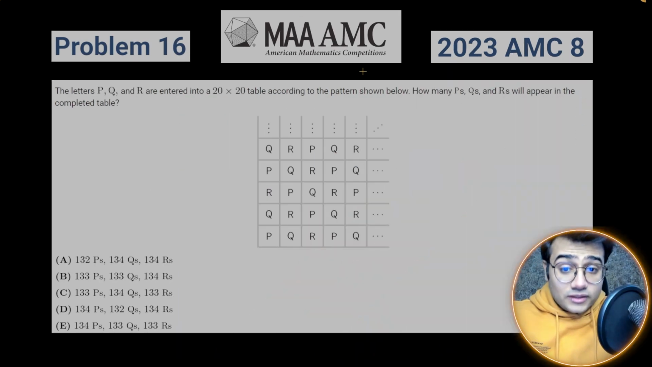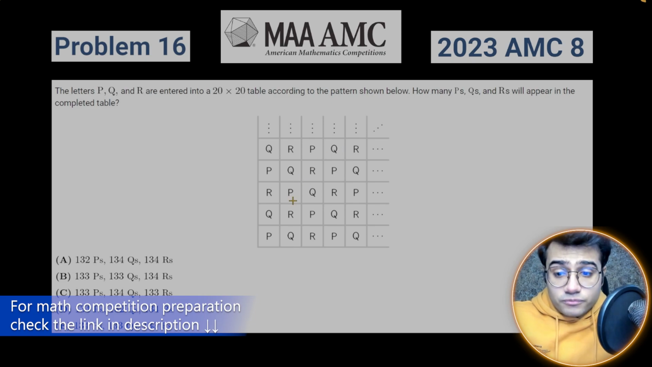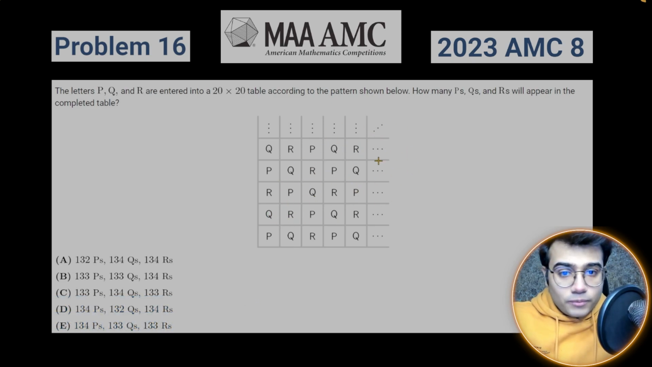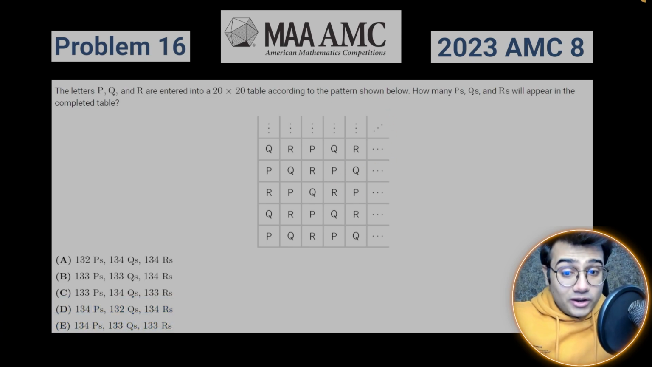Okay, so this seems like a very hard problem, but it's actually very easy if you catch on to the right idea. So we have to find the number of P's, Q's, and R's that appear in this 20 by 20 pattern, 20 by 20 table. Now, the wrong approach is, of course, trying to draw the 20 by 20 table and writing all the letters, which is doable, but it's going to take a lot of time, and you don't have that time in the AMC. So let's come up with a smarter approach.